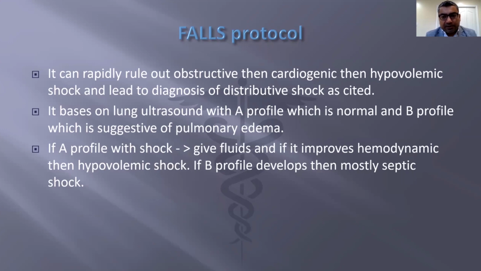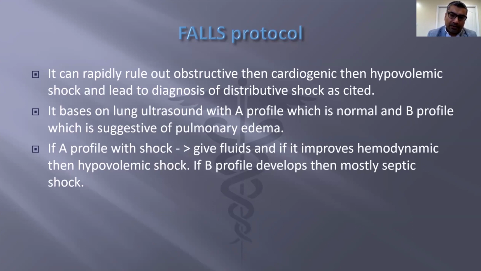But in this FALLS protocol, what they would do is when they have A line but no B line, they give a fluid bolus. And if the patient improves hemodynamically, but does not have B lines developed, then you have hypovolemic shock. If there is a B profile, then the authors cited that most of them are septic shock.